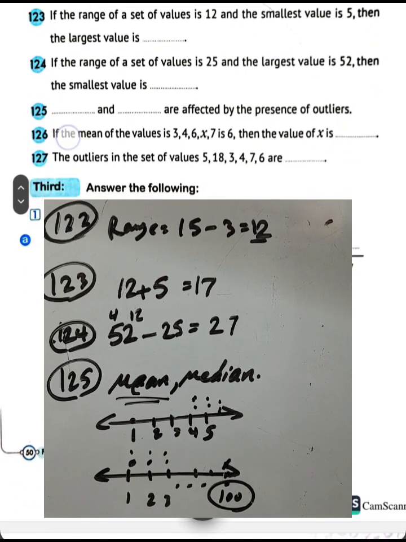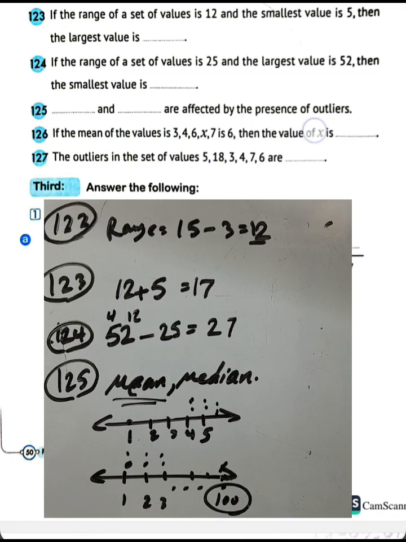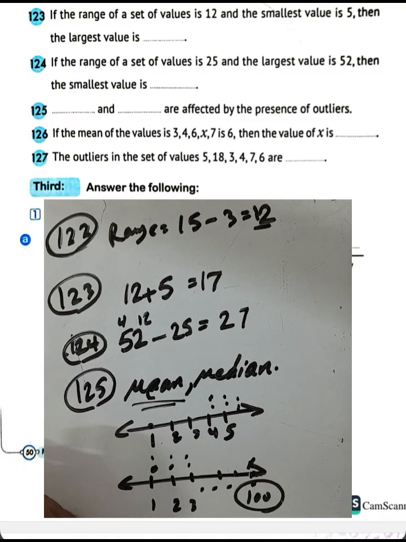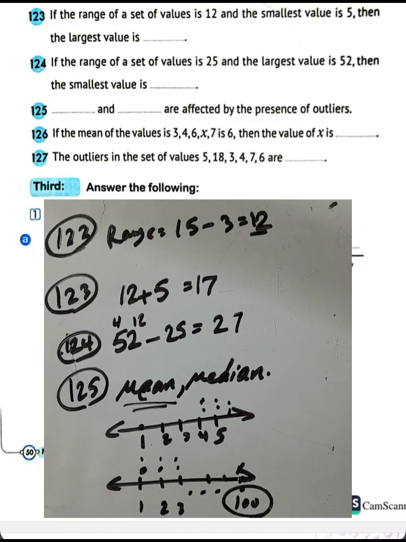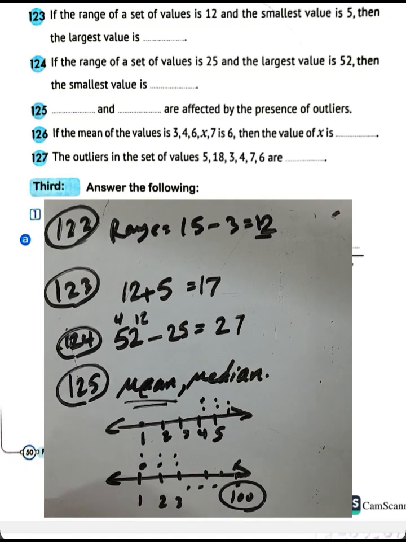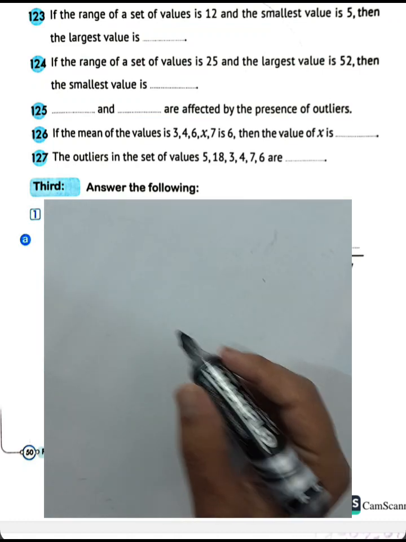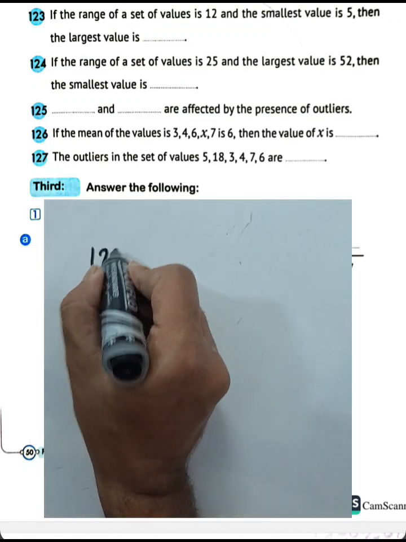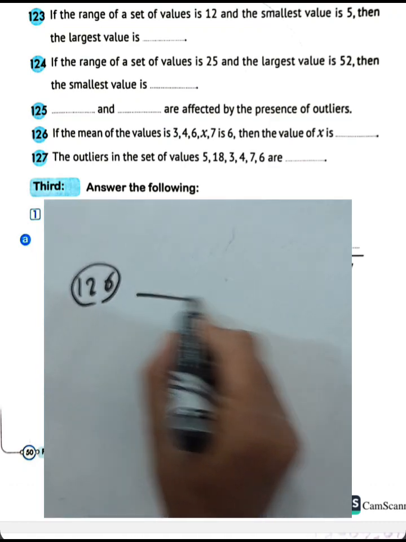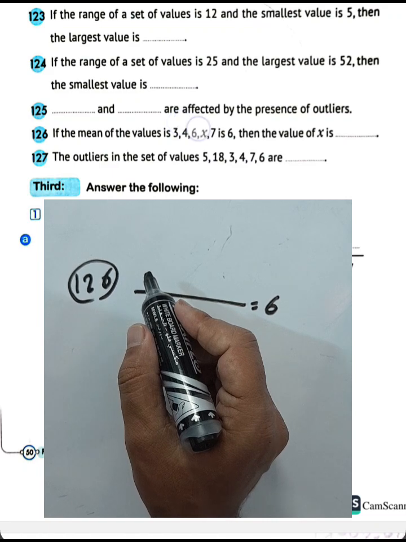Question 126. If the mean of the values is 6, then the value of x equals what? He gives us the mean in this example. We know the mean equals the sum of all values divided by the number of values. Complete with me. We have the mean here equals 6. We must add all values 3, 4, 6, x, 7.